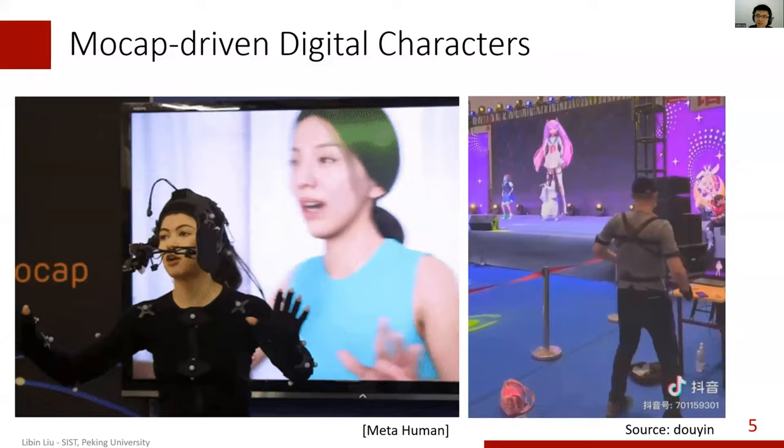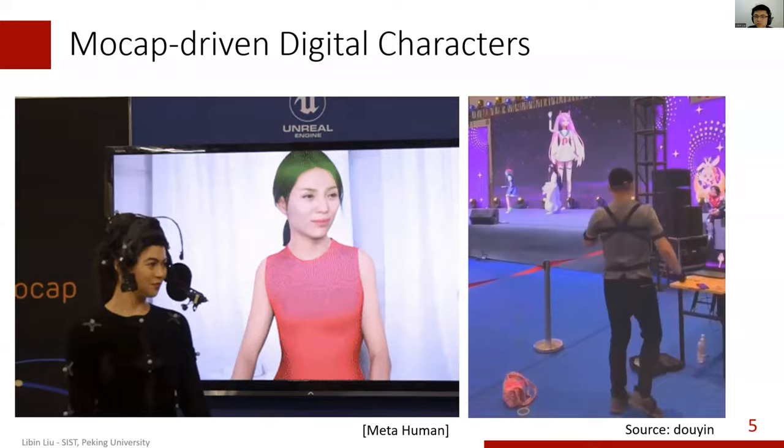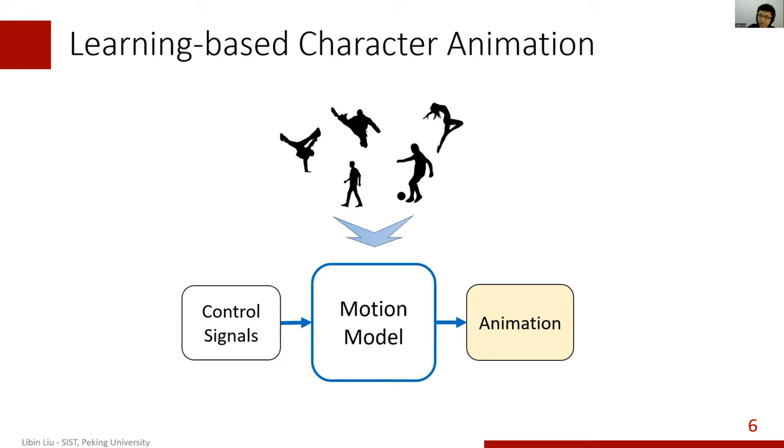So there has always been a goal in character animation research: can we train a model like ChatGPT, using a lot of motion data, and then use that model to create realistic motions, so we do not need a person behind the character to perform those motions? We hope these models can take control signals as input and generate motions that fit the requirements of those control signals.